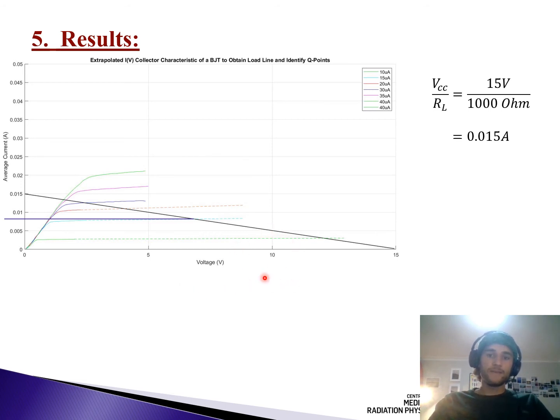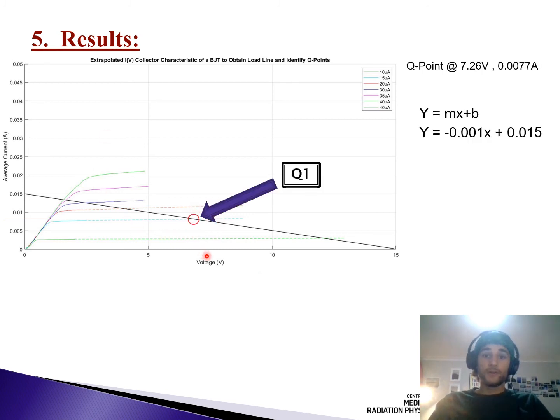The 10, 15 and 20 microamp base currents were then extrapolated such that they extended long enough to intercept the load line, from which a point of intersection could then be obtained. The Q point was found to be at approximately 7.27 volts and 0.0077 amps.